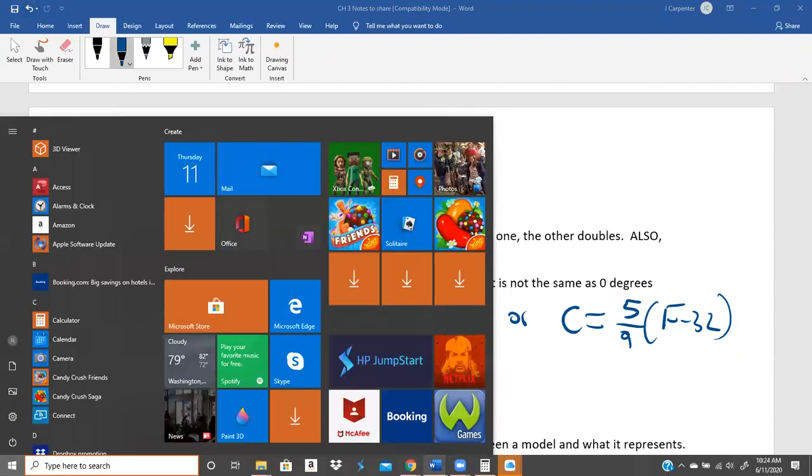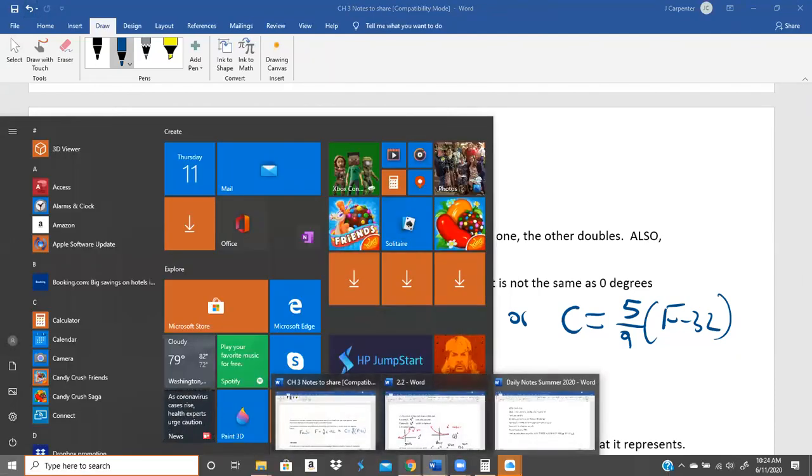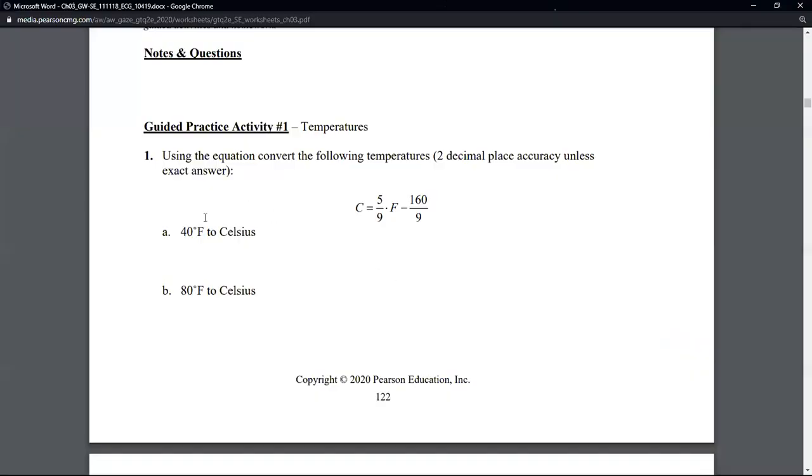Now let's go back to the worksheet. So using this formula, and this is the same thing as what we had before. Convert the 40 degrees Fahrenheit to Celsius, convert the 80 degrees Fahrenheit to Celsius. So 40, I think we all would probably think is kind of cold. Some of us might disagree. 80 is warm. Maybe some people would say hot. Again, that is subjective.